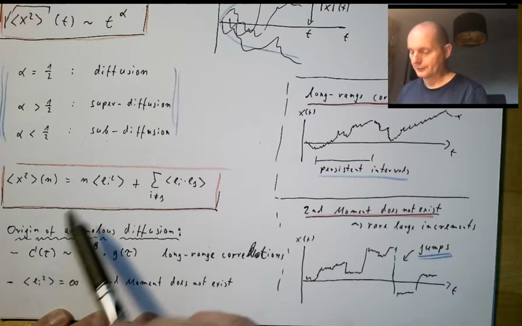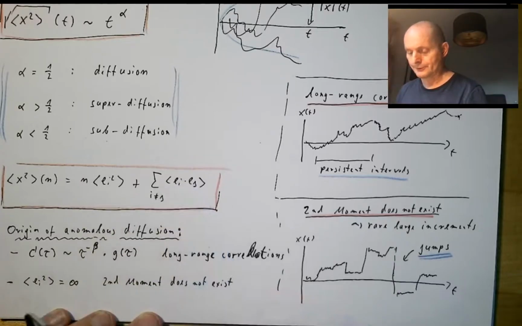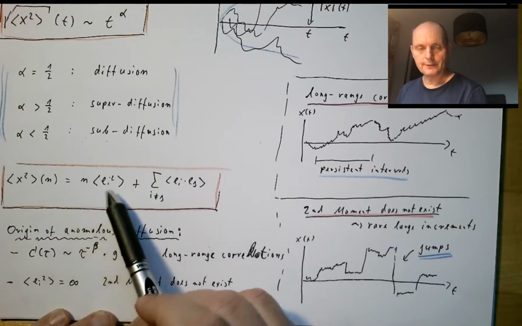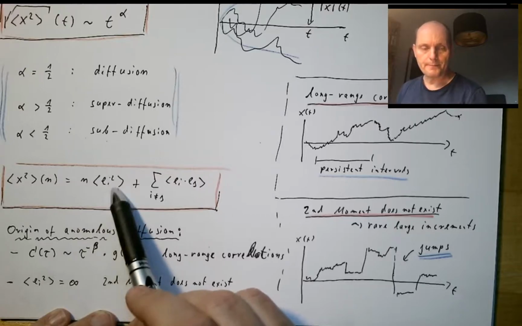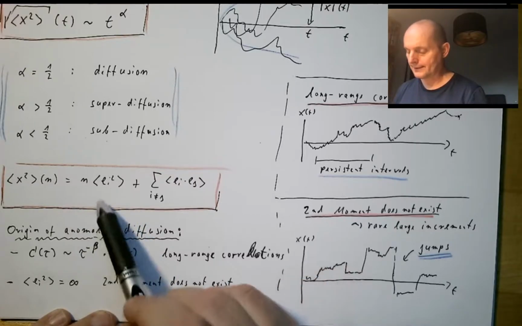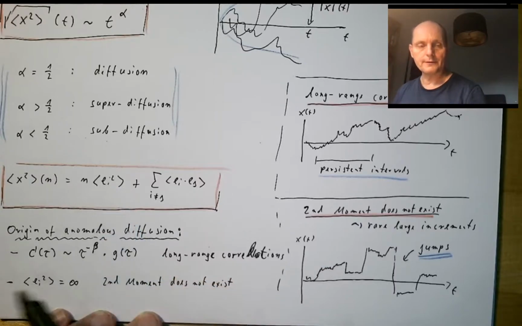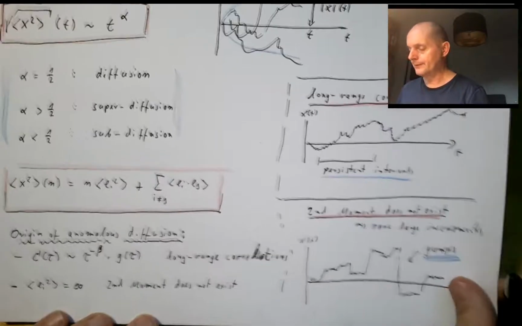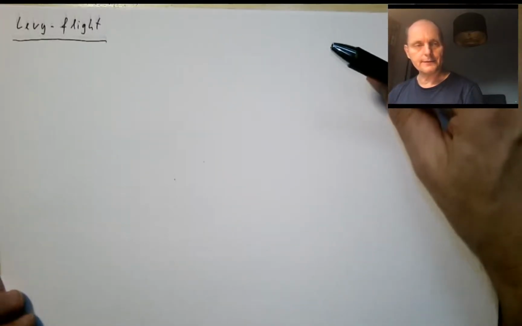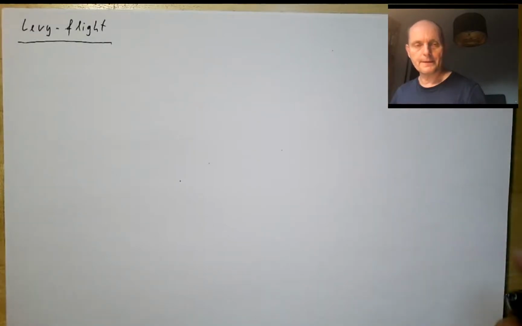And so I've shown you already some examples for long-range correlations. Now let's look at an example, or the typical case, of a random walk where the second moment diverges. And this brings us directly to Levy Flights. Okay, so what is a Levy Flight?